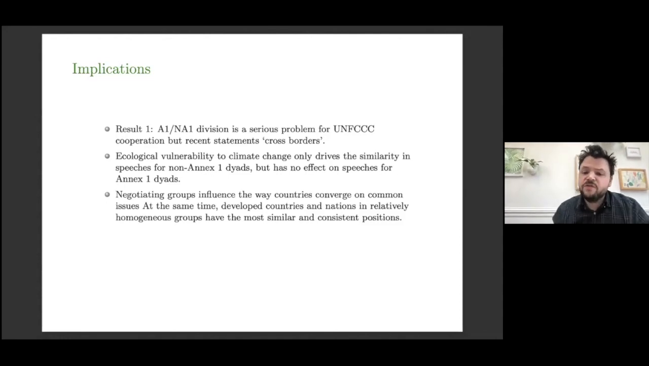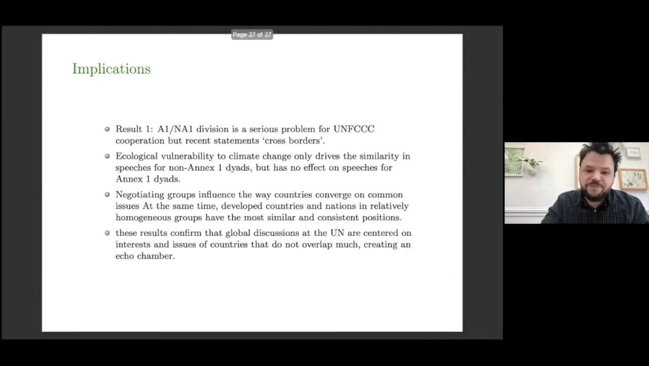Negotiating groups influence the way countries converge on common issues, but at the same time, developed countries and richer countries have the most similar and consistent positions. And we think this is one reason why they become almost hegemonic in this IO, because they're very coordinated, they're very similar, they can present a unified front. This is not a new conclusion, but I think we shed some light on it and present a unique and new way of trying to support that claim.